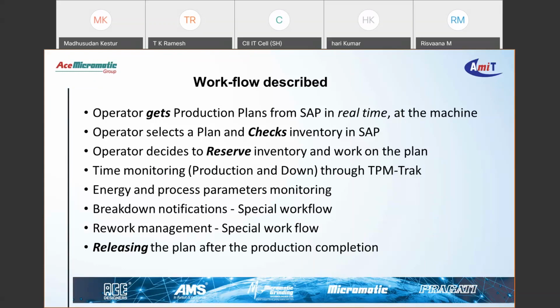schedule. So suppose he has reserved 5,000 numbers and he produced only 3,000 or 4,000. We can release the plan. When he releases the plan, the remaining inventory will be made available back to the tool.